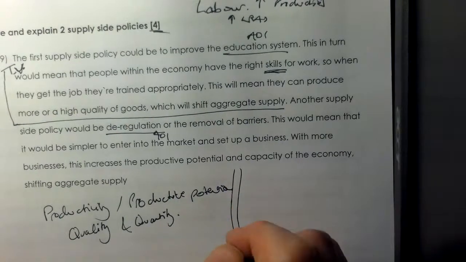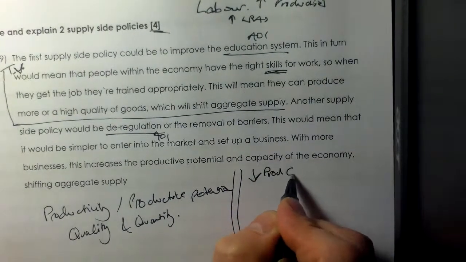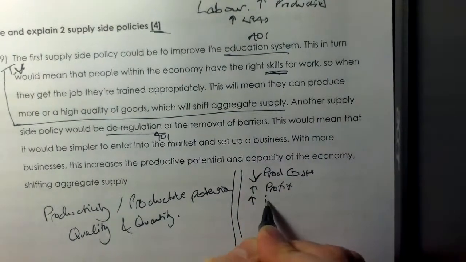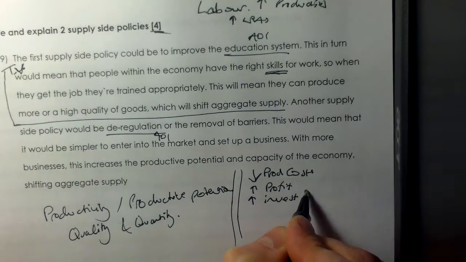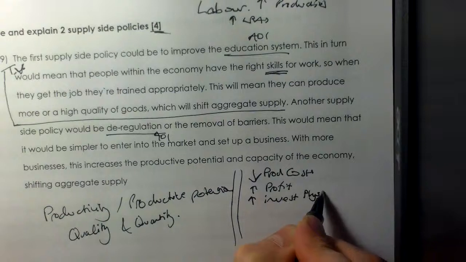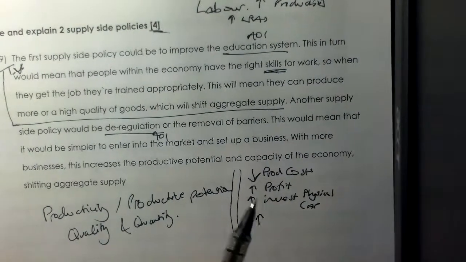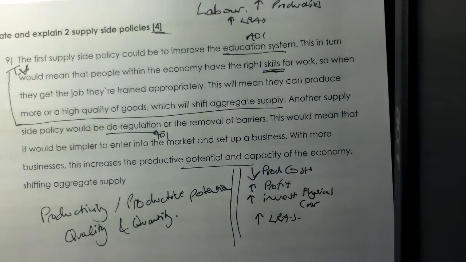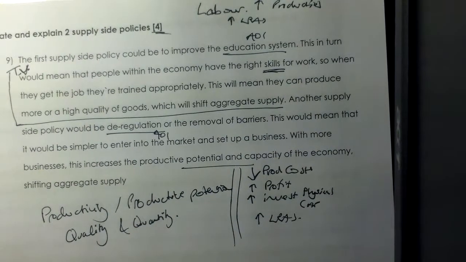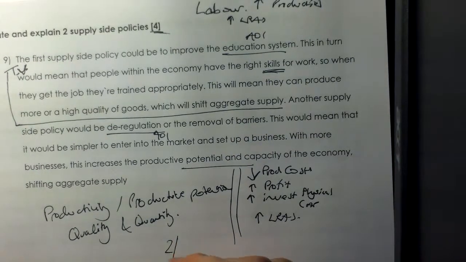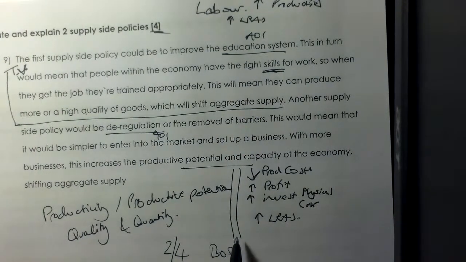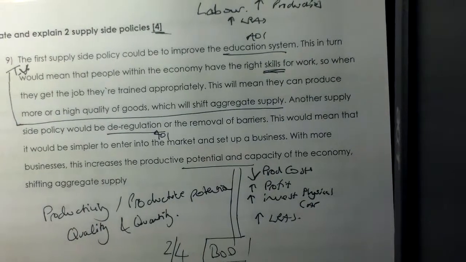The key steps within that one are the reduction in production costs, the increase in profitability or retained profit, therefore the increase in investment in physical capital or capital goods. And this is what increases the productive potential and therefore long-run aggregate supply. Again, more steps than would be needed for a 4-mark question, but it makes sure that the key link is there between the 2 things. So there's definitely 2 marks out of 4 here. There may be a benefit of the doubt mark because productive potential is written there, that an examiner may give this.